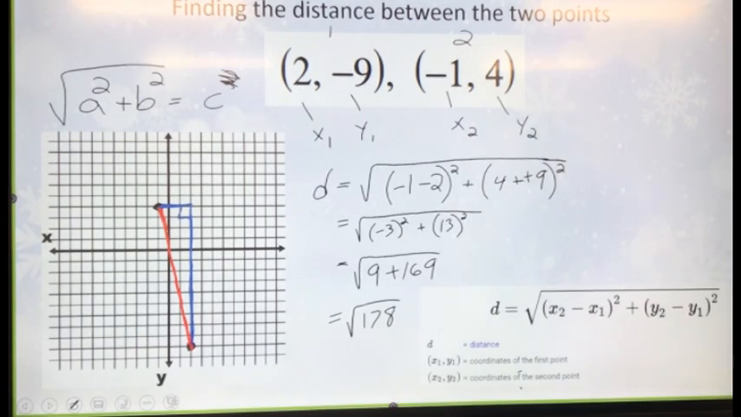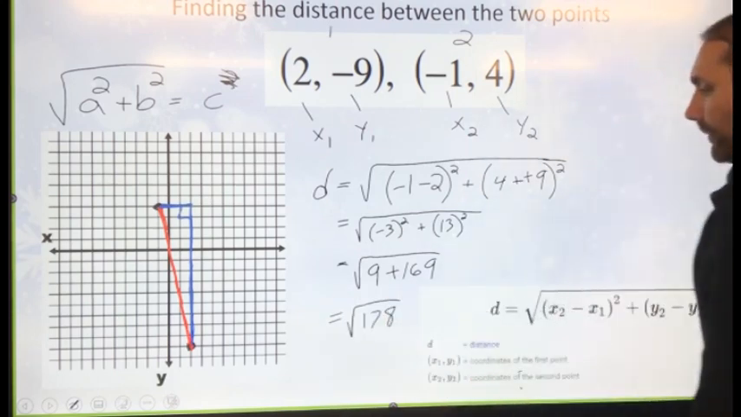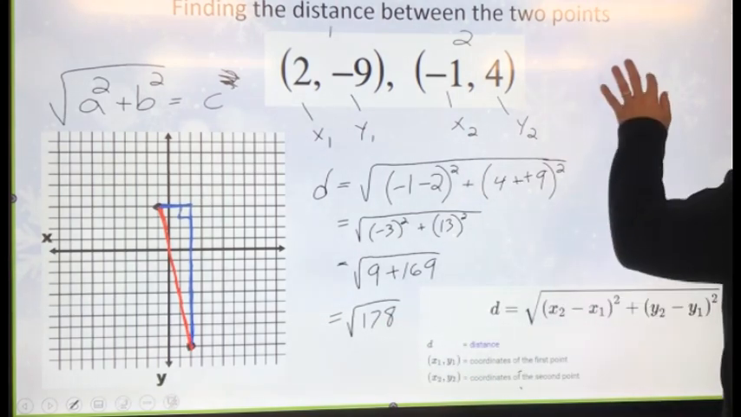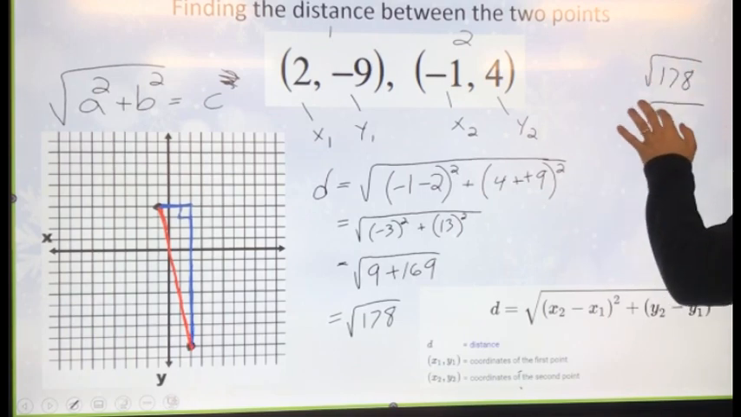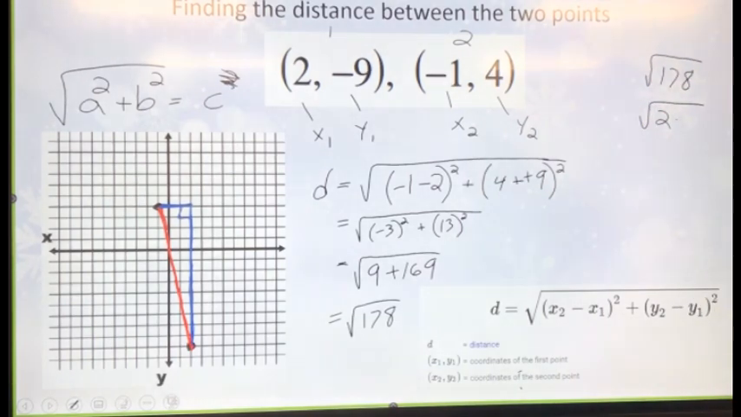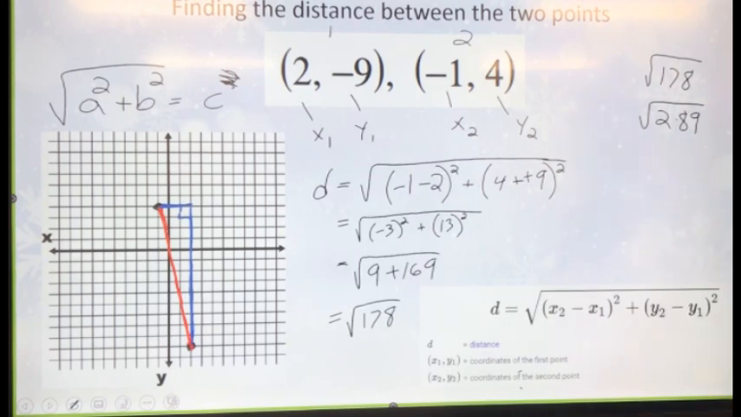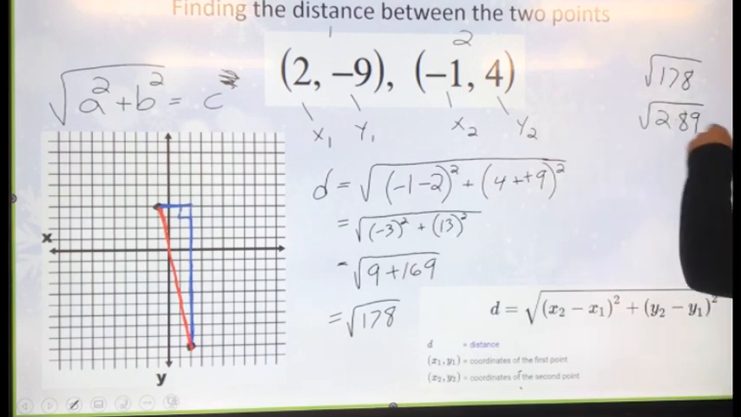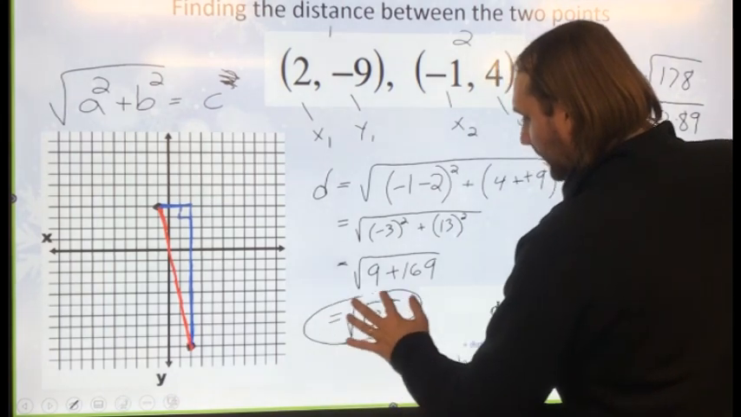Now, for the purpose of Connect Math, you want to make sure you keep it in exact form. If I try to simplify the square root of 178, 2 goes into 178 89 times, which happens to be prime. So my prime factors of 178 are 2 and 89. Well, I'm looking for pairs. I don't have any, so the square root of 178 is already simplified.